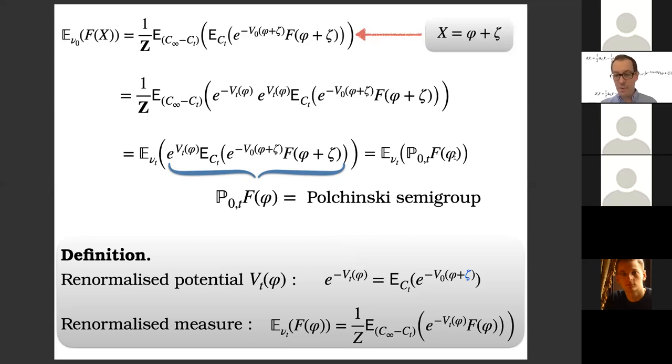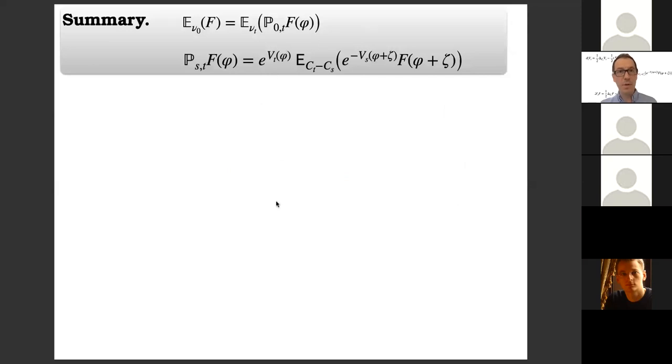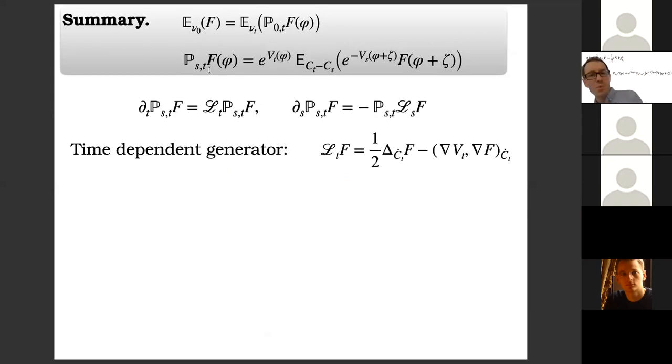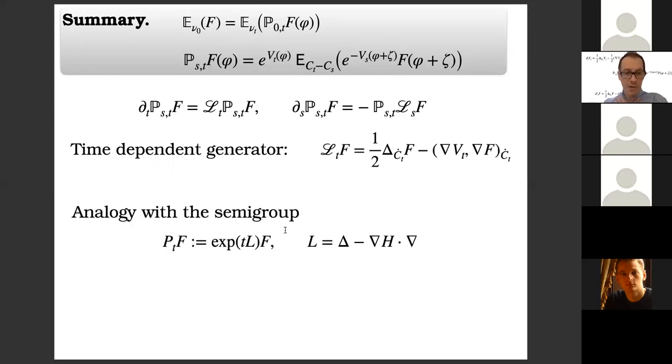So these are the important features we are going to use, namely the new measure, nu t, and the semigroup. What is very nice with this semigroup is its structure, because it looks very much like the dynamics we introduced originally, the stochastic dynamics. There is a Laplacian, there is the gradient of some potential V, whereas before it was a gradient of H times the gradient.